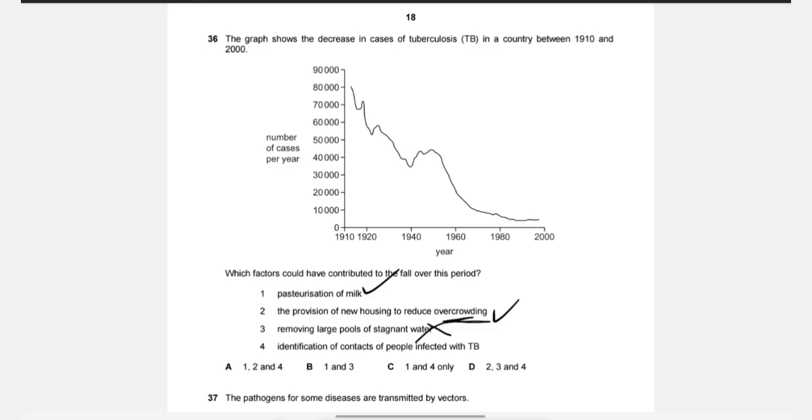And lastly, identification of contacts of people infected with TB. This again is correct, because if people are identified, then they can be isolated and the general public will be safe of course. So then we take 1, 2, and 4, and that's A.